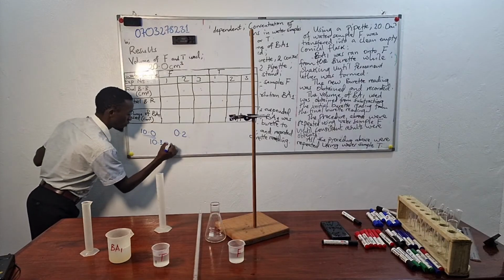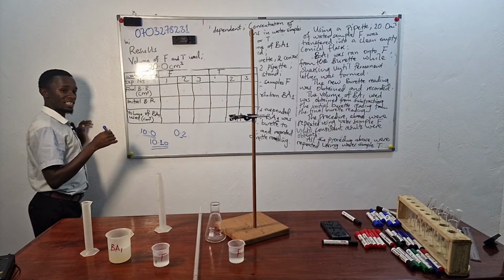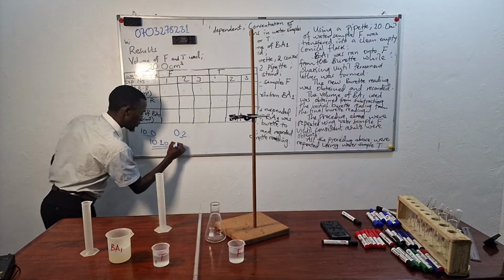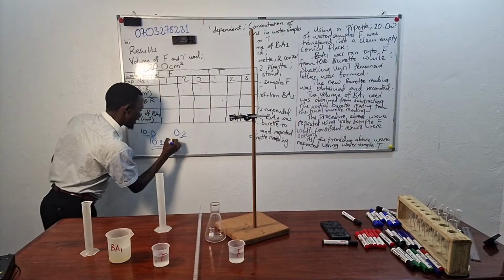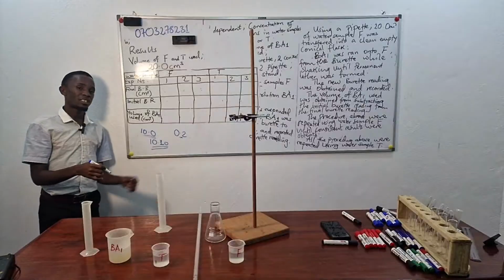Or less than this one by this figure for accuracy for each of these water samples. So the next one shouldn't have been less or bigger than the first value by more than 0.2.